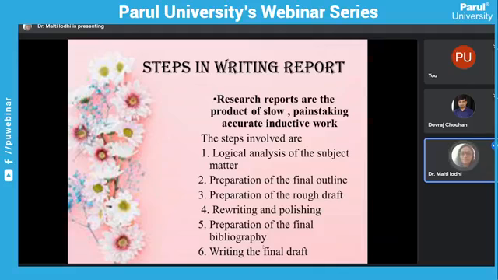First, on the first page, for example, you can use the books. On the second page, you can use the journals. And the third page, you can use for the websites and all. Then writing the final draft. After all these steps, you have to write the final draft for the dissemination.